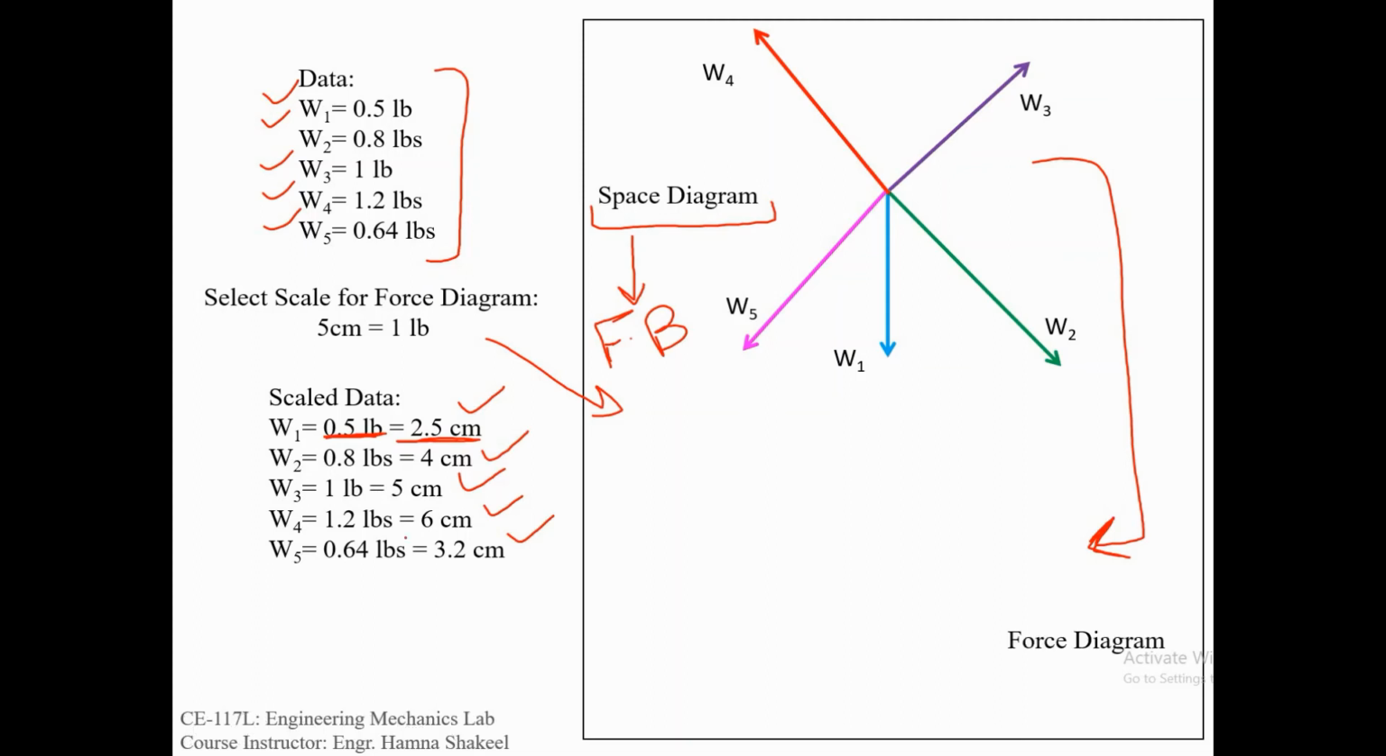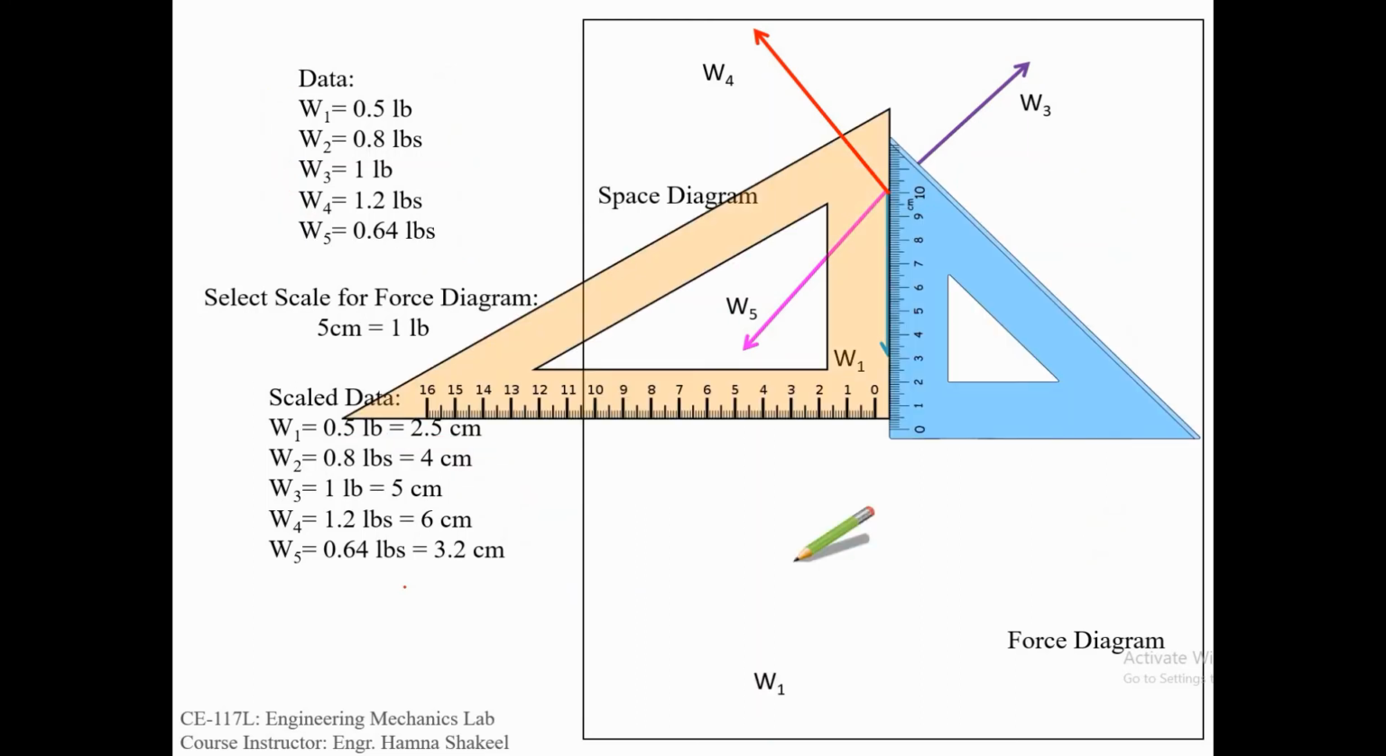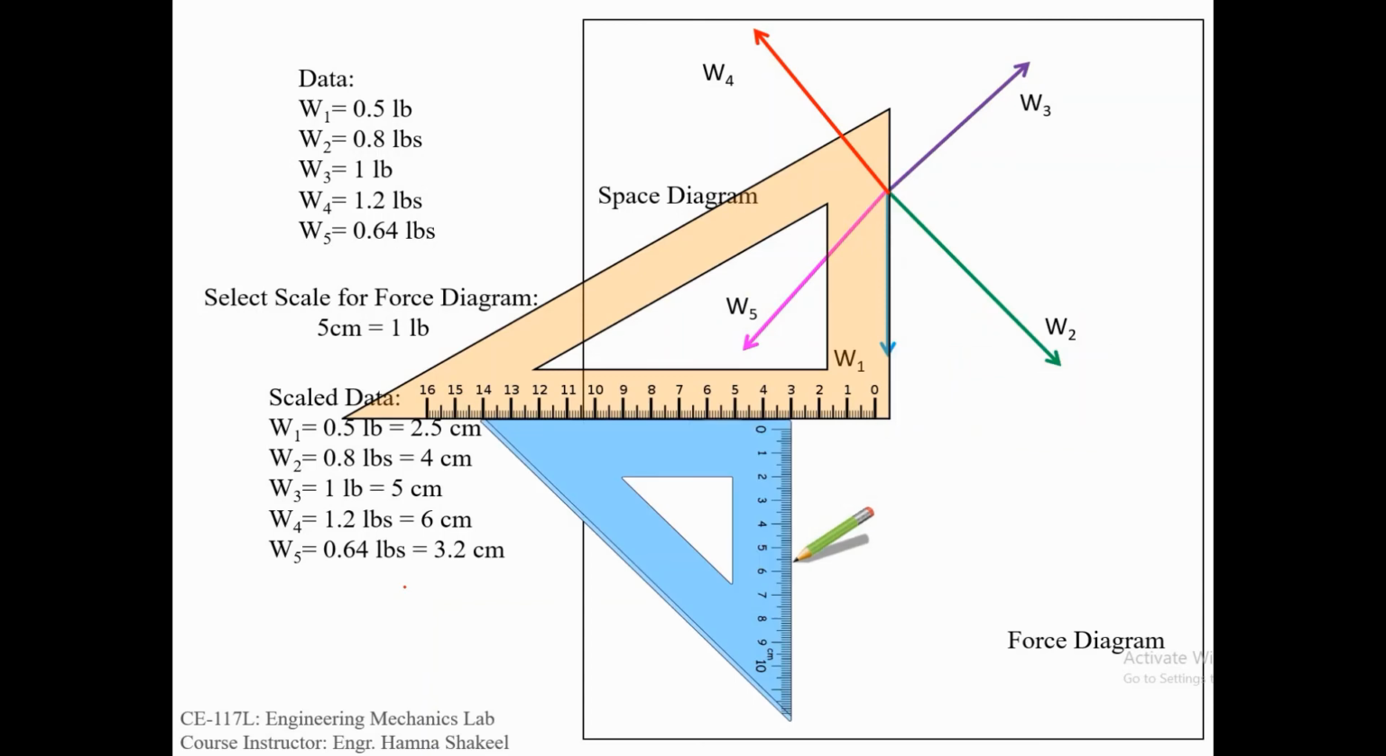So let's start with W1, and hopefully by now you have a very clear understanding of what we are doing right now, because we did the same procedure in experiment 1 and also in experiment number 2. So you have to draw a line parallel to W1, and you can use your set square for that. So here's the procedure to draw a line parallel to W1, and the length of this line must be 2.5 centimeters. That is actually representing 0.5 pounds as per your scale.